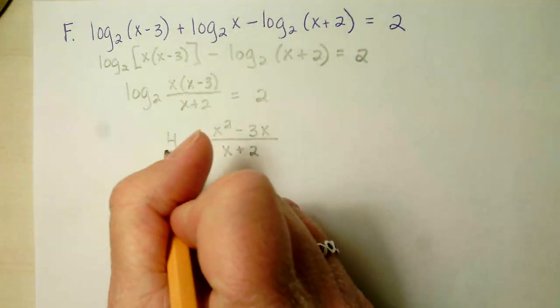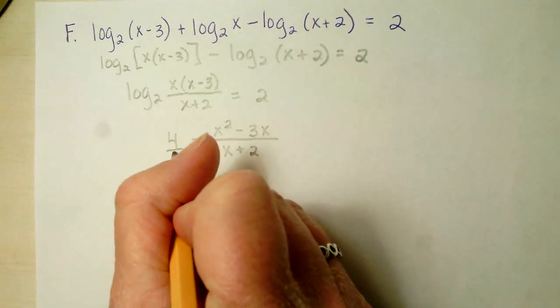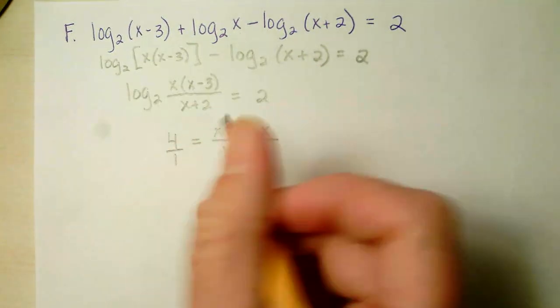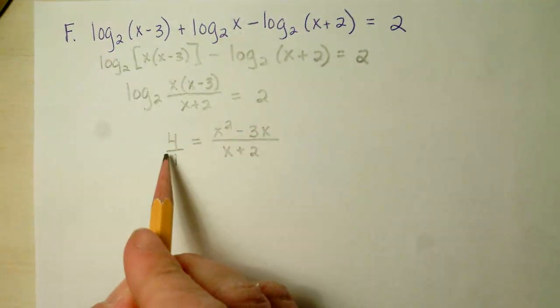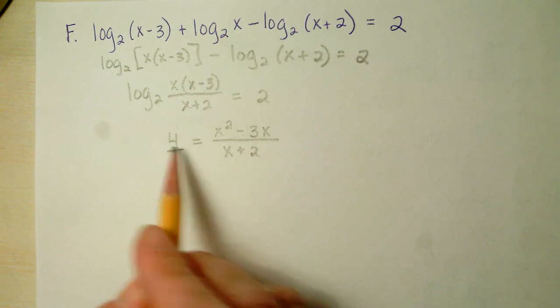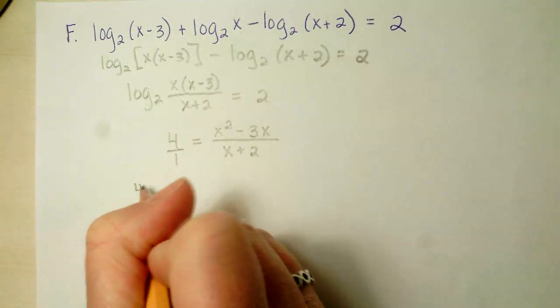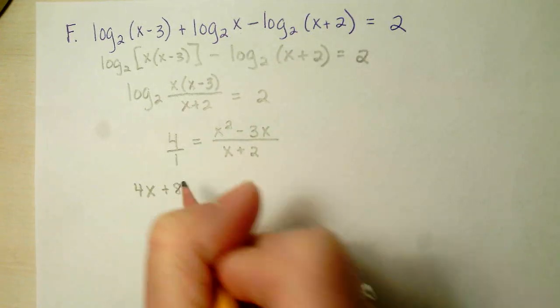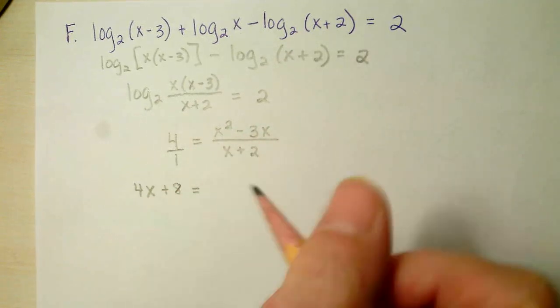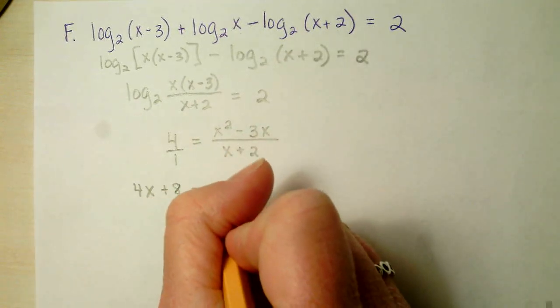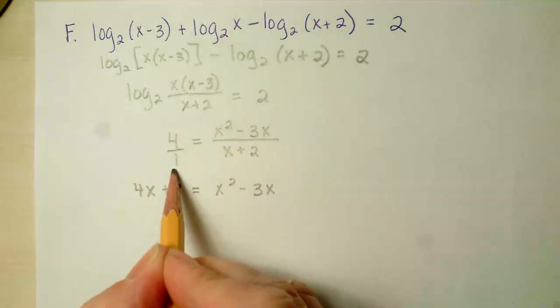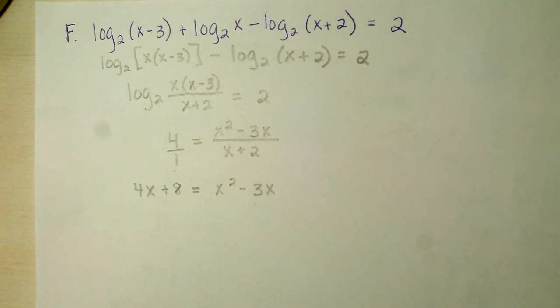Okay, again, I have a rational expression, so I'm writing this as a fraction, and I am cross multiplying. I'm going to start doing this in my head as well. 4 times x is 4x. 4 times plus 2 is plus 8 is equal to x squared minus 3x. Okay, because 1 times anything is itself.